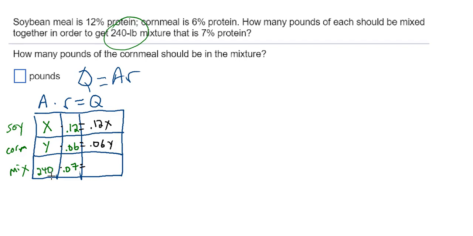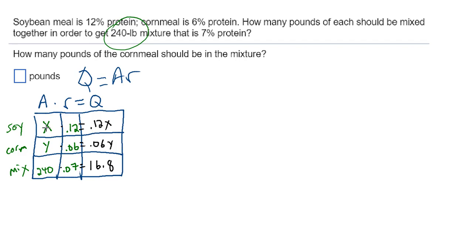And then we'll have 240 times 0.07, which will be 16.8. And so that tells me of the 240 pounds of the mixture, 16.8 pounds of it is just protein. There's going to be some amount of other stuff, but there's exactly 16.8 pounds of protein in that 240 pound mixture.